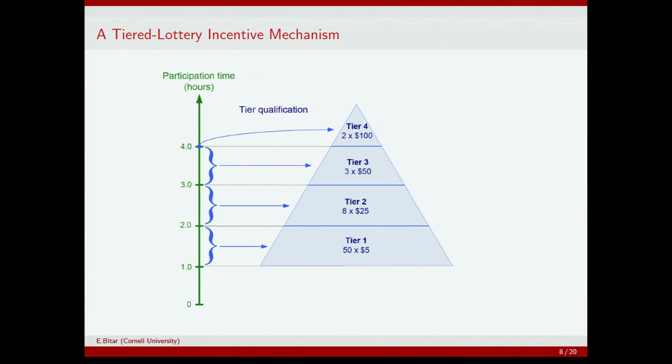So it's tiered. Okay? If you participate for 0 hours, you qualify for nothing. If you participate for between 1 and 2 hours, you qualify to play for a tier 1 reward, which is $5. Okay? There's 50 of these. I'll explain how the rewards are drawn. If you participate for 2 to 3 hours, you qualify for a tier 2 reward, which is $25. And if you stay for the entire 4 hours, you qualify to win $100. Okay? Which is non-trivial. And there are only 2 of those rewards. So the program we ran actually only involved 200 customers.